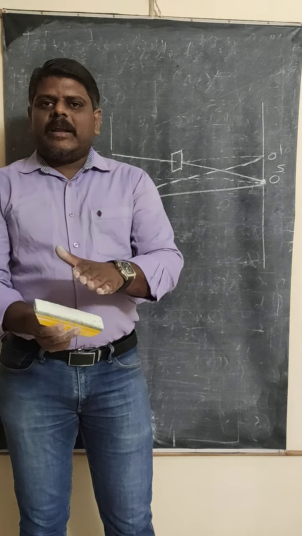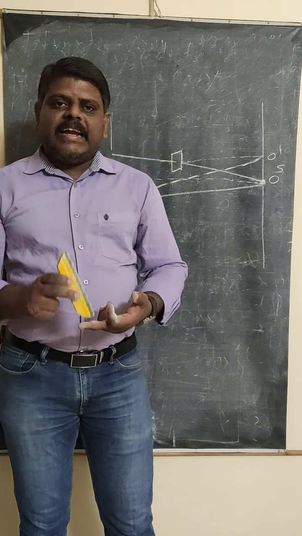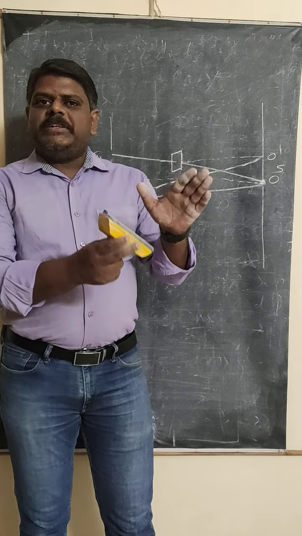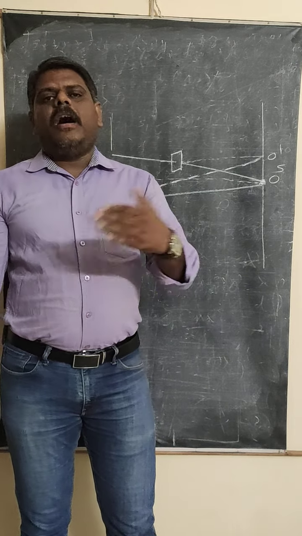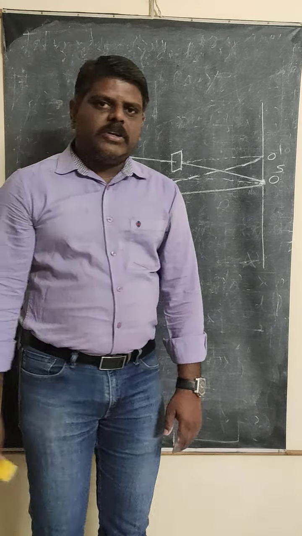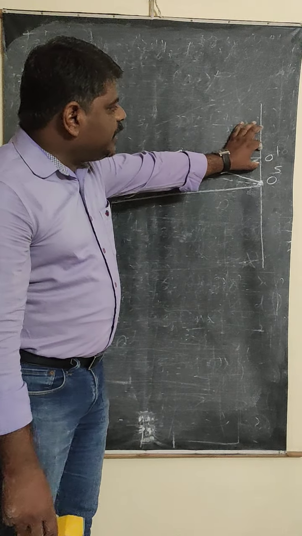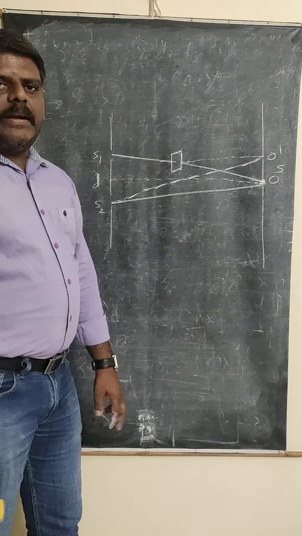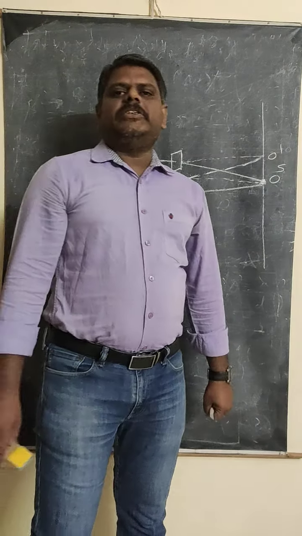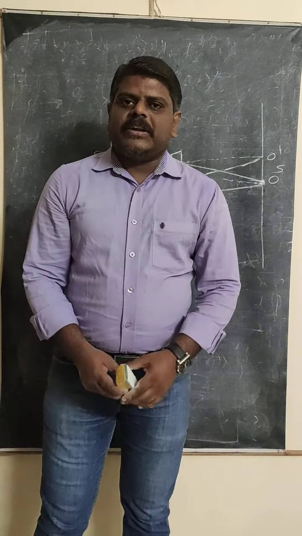First, the central bright band will shift. Second, the central bright band that has shifted will not necessarily be a bright band. Maybe it is a bright band or a dark band. Who will decide that? The path difference produced here will decide whether you get the bright band or the dark band. So these are the two conditions you need to remember in the case of introduction of a thin glass plate.